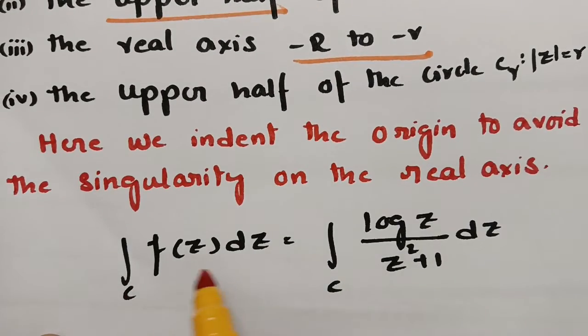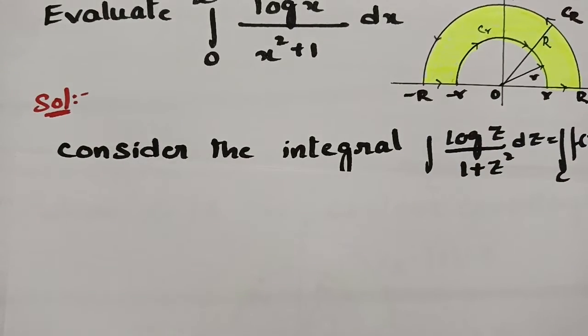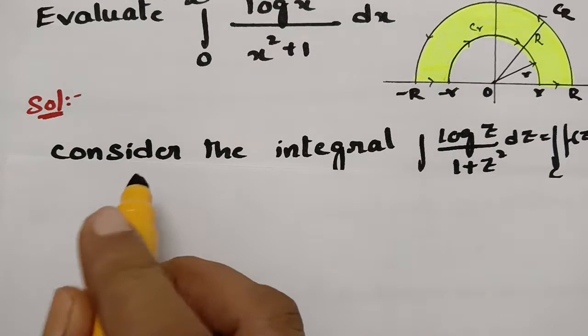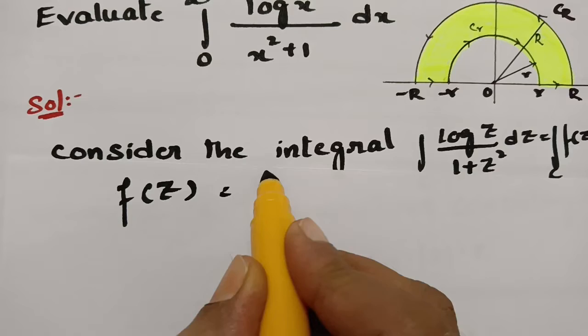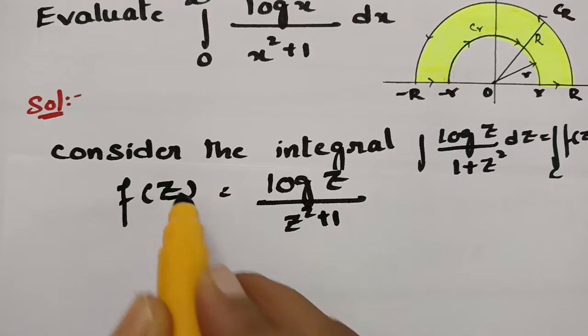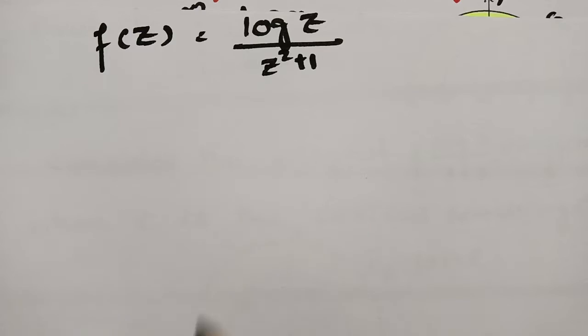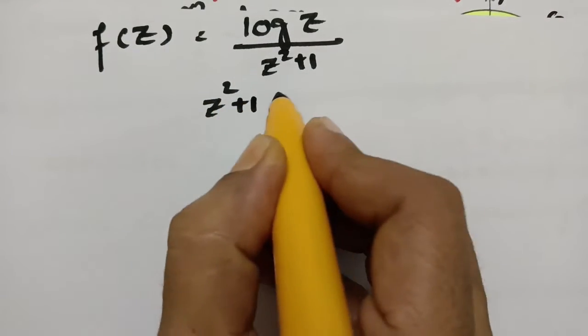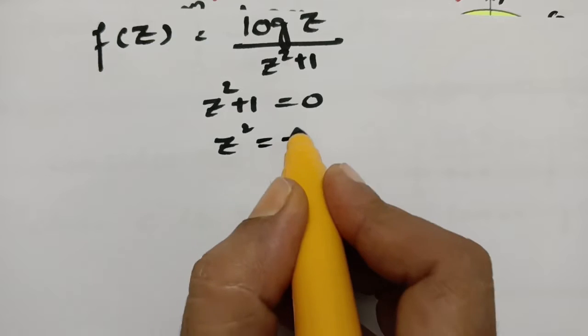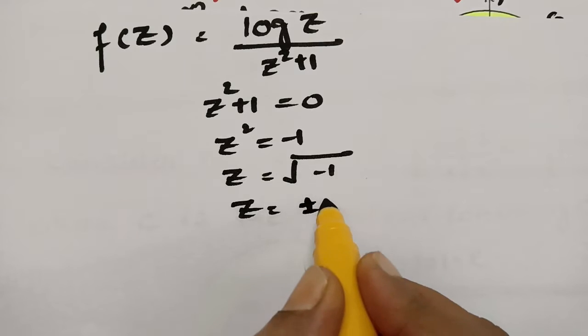And here the integral over C of f of z dz is nothing but the integral over C of log z by z squared plus 1 dz. First of all we have to find the poles for this given function. So f of z is log z by z squared plus 1. In order to find the poles we equate the denominator to 0 as usual, that is z squared plus 1 equals 0, then z squared is equal to minus 1, z is equal to root of minus 1, and z is equal to plus or minus i.